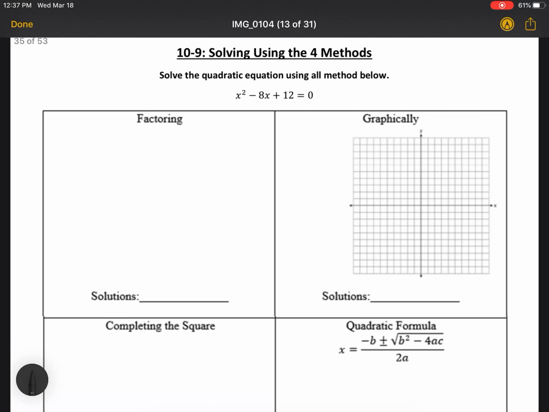No matter which way you solve a quadratic, you still need to get the same two solutions. If it has two solutions, you get the same solutions in the end. So like I said, we'll go through this first one together. Let's do factoring first. So x squared minus 8x plus 12 equals 0 is what we need to factor. This is going to be trinomial factoring.